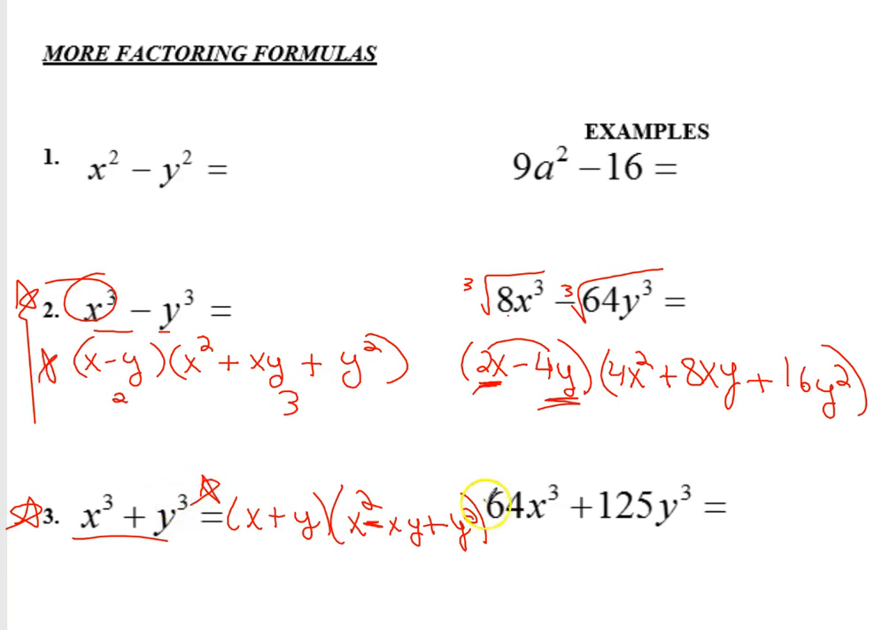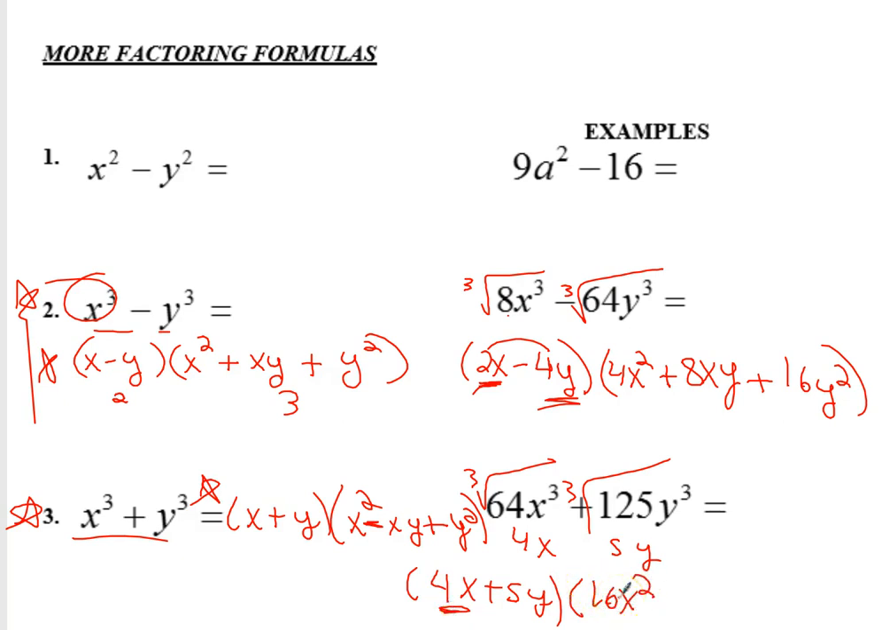So when we go to factor this, we are going to take the cube root of each term. So the cube root of this is going to give us 4x. The cube root of this is going to give us 5y. And now that we know those two, we can go ahead and factor. The first one is going to be 4x plus 5y, again keeping the signs the same. First term is this squared, so 4x times 4x gives us 16x squared. 5y times 5y gives us 25y squared. And then we multiply these two things together and change the sign to get the factored version. Okay?